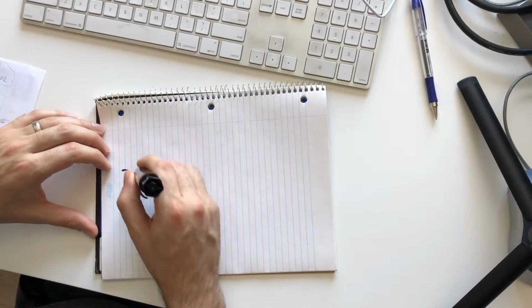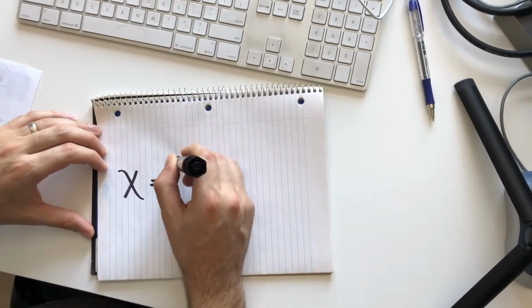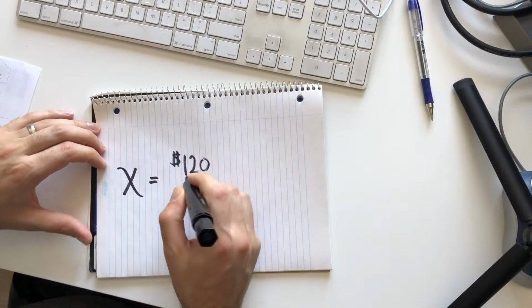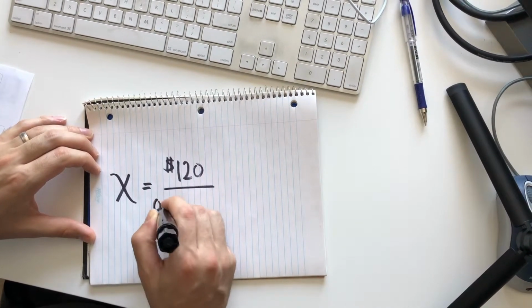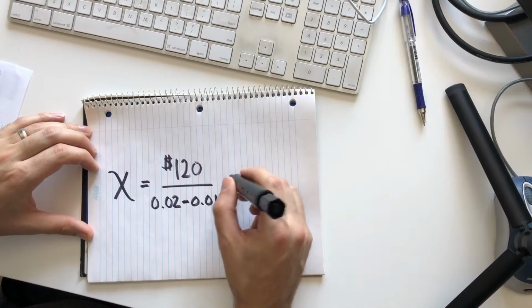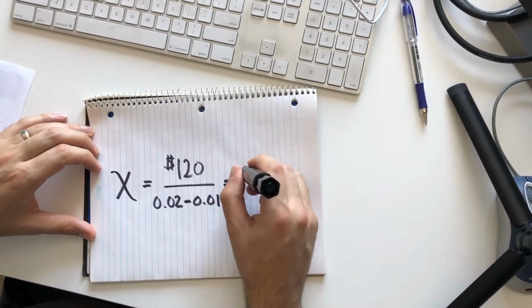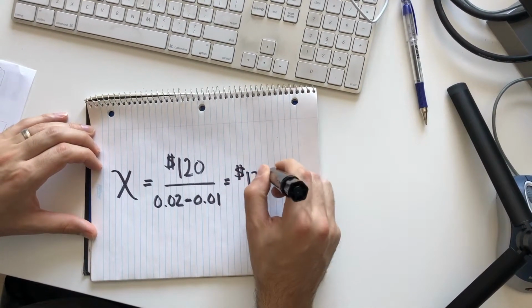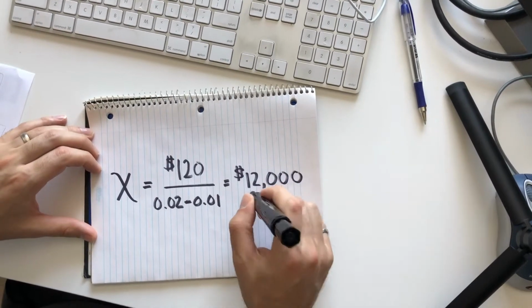So if we say X is equal to that break-even point, it's the annual fee, so for me it's $120, over the rate that I get on my card, so 0.02, which is 2%, minus the rate for that free card, which is 0.01, and that actually equals $12,000. Now I know from my tracker that I spend more than $12,000 a year on my credit card. So I could say, well, if I spend more than $1,000 a month, then paying for the card is actually worth it.